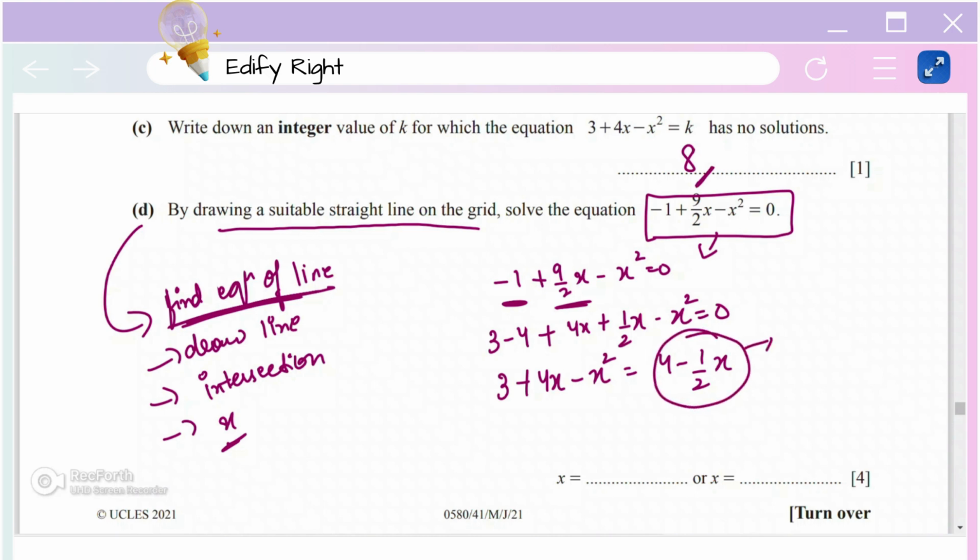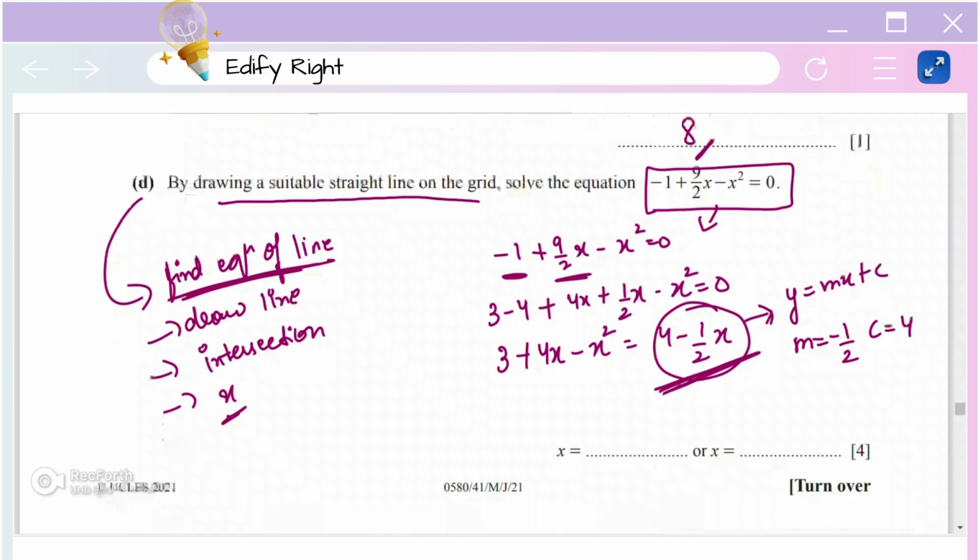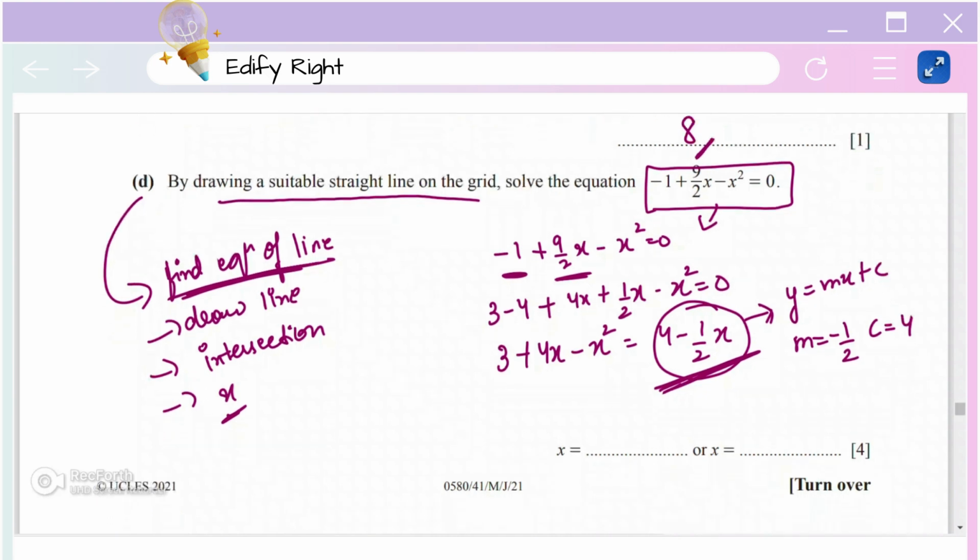So this is in the form of y equal to mx plus c. So basically I can consider this as a straight line and draw it on the grid. If this is y equal to mx plus c, what is my m? m is equal to minus 1 by 2 and c is equal to 4. Now, we know the equation of the line, but to draw the line, we need at least 2 points, right? To plot the points on the graph.